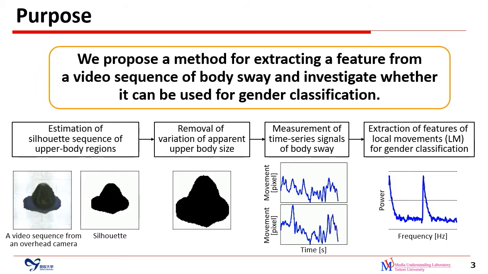An overview of the proposed method is shown below. First, we estimate a silhouette sequence from a video sequence acquired from an overhead camera. The silhouette sequence represents upper body regions of a person. Second, we remove the variation of the apparent size of the upper body in a silhouette sequence. After that, we measure time series signals of body sway from the silhouette sequence. Finally, we extract features of local movements for gender classification.